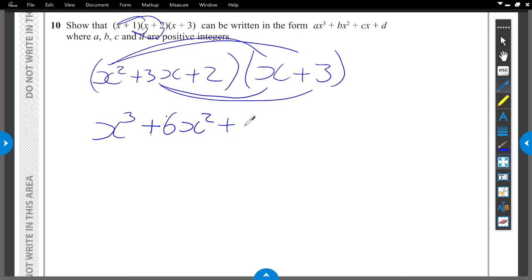Then we have 9x, adding another 2x, so that's 11x. And then 2 times 3, that gives us 6. Now we can't go any simpler than this, and we're in the form we're looking for. These are all integers. We effectively have a 1 before there. So this is looking good. This is in the form we want it. We've probably done this correctly.